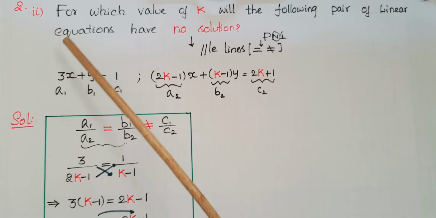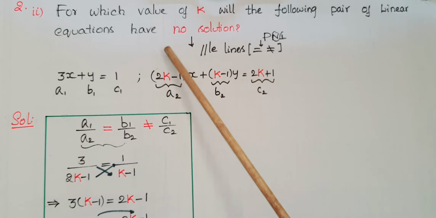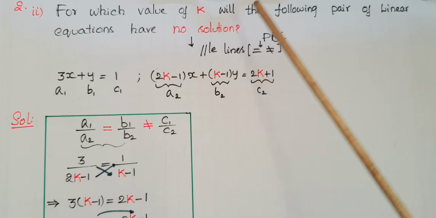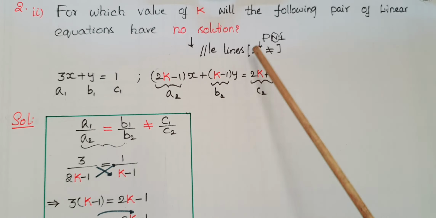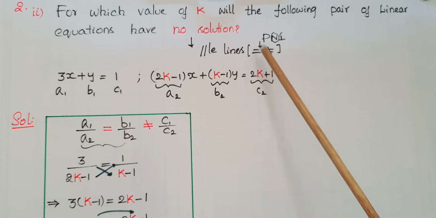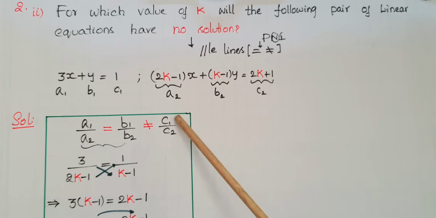This is the next question. For which value of k will the following pair of linear equations have no solution? No solution means parallel lines. So parallel lines means equal, equal and not equal. So use this ratio: a1 by a2 is equal to b1 by b2 is not equal to c1 by c2.